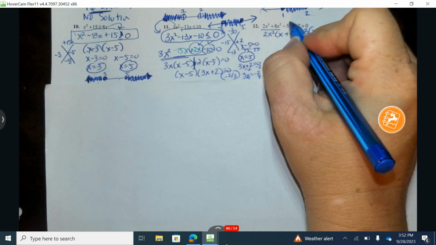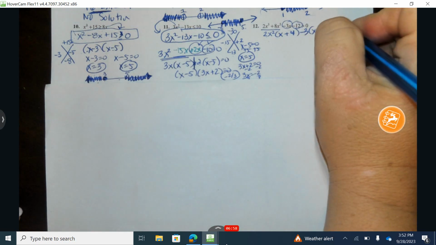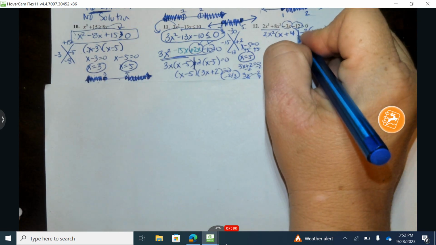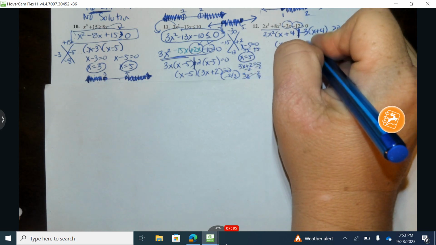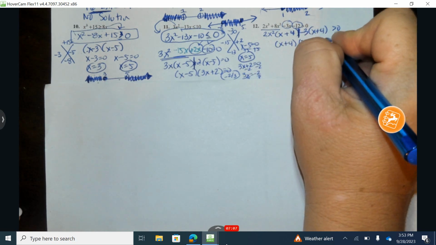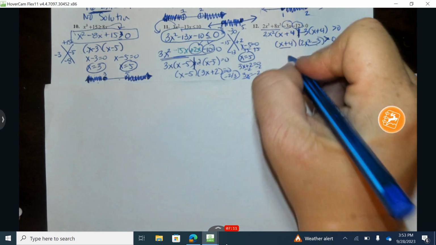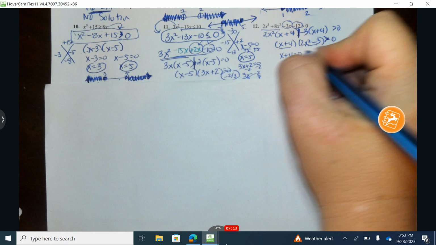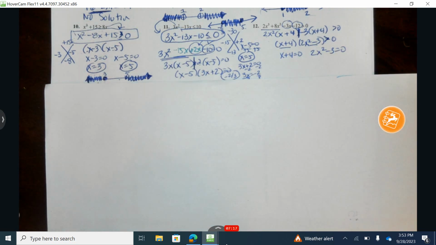What quantity times x gives us a -3x? And -3 times 4 is -12. Okay, so the front and the back both have the quantity x plus 4. In front of the first part is 2x squared. In front of the second is -3. Take each one of these quantities and set it equal to 0. X plus 4 equals 0. 2x squared minus 3 equals 0.